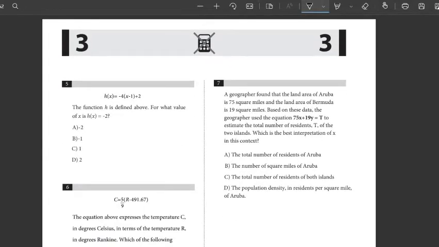For what value of x is h of x equal to minus 2? Okay, let's just put that here. Minus 2 is equal to, open this bracket, minus 4x plus 4. Plus 2 will give plus 6. This goes over here to give minus 8. So minus 8 is equal to minus 4x. So x is equal to 2. So 5 is D.